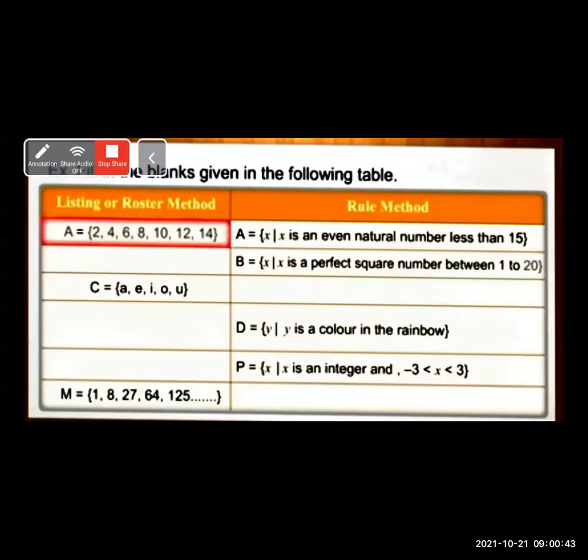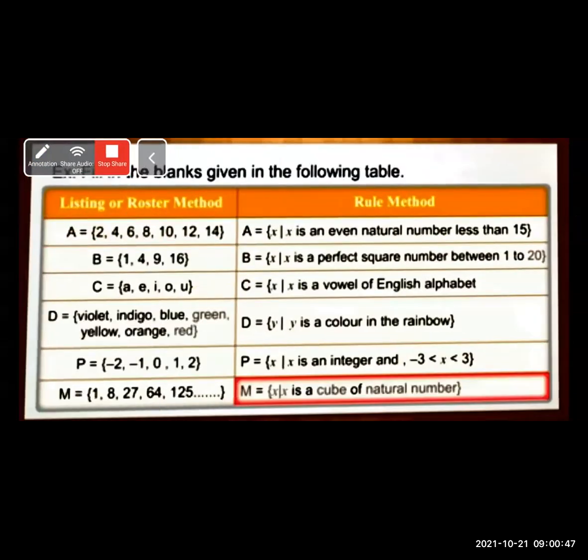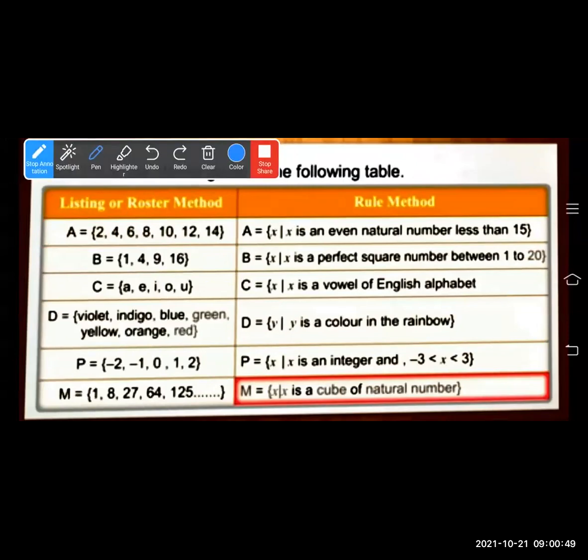Then see the next one. x is a perfect square number between 1 and 20. 1 square is 1, 2 square is 4, 3 square is 9, and 4 square is 16. Less than 20 there are 4 numbers, and those are perfect squares. These things you should know perfectly: even number, perfect square number, prime number, odd numbers. Then only you can list out those elements.